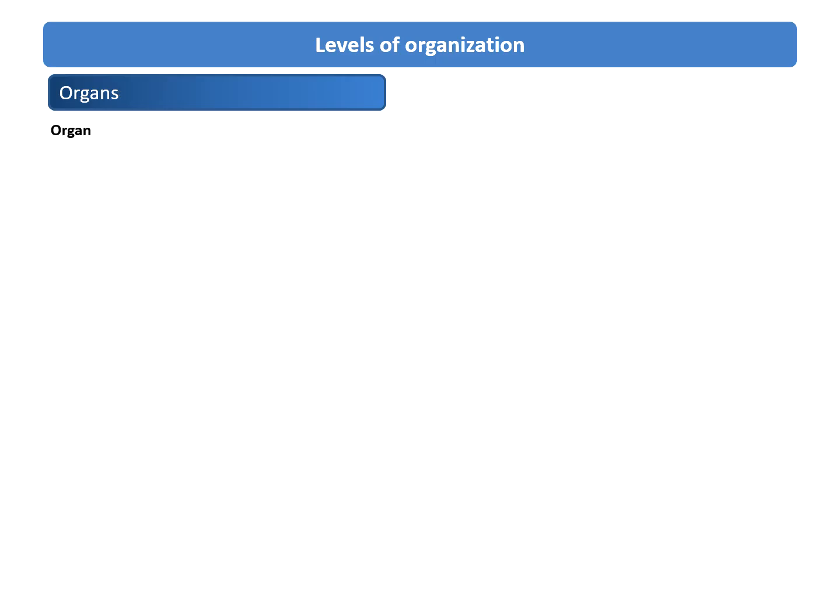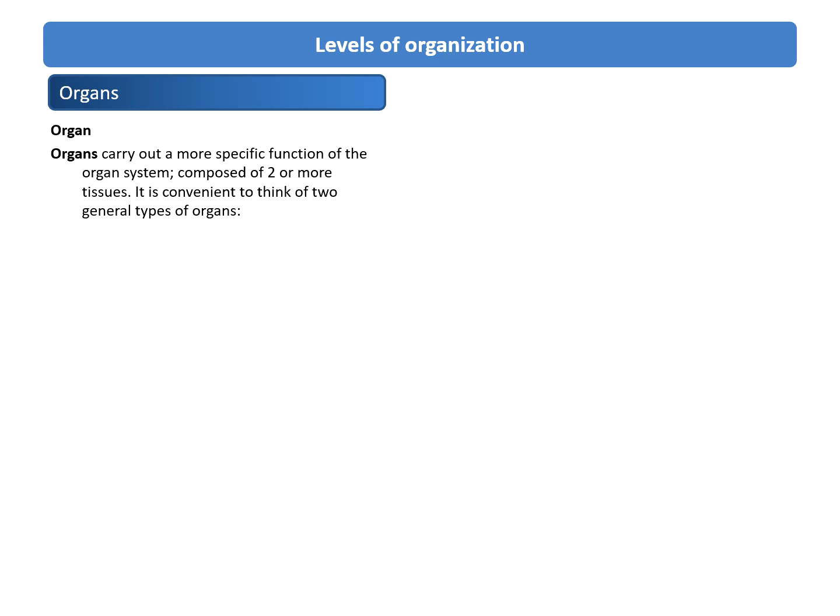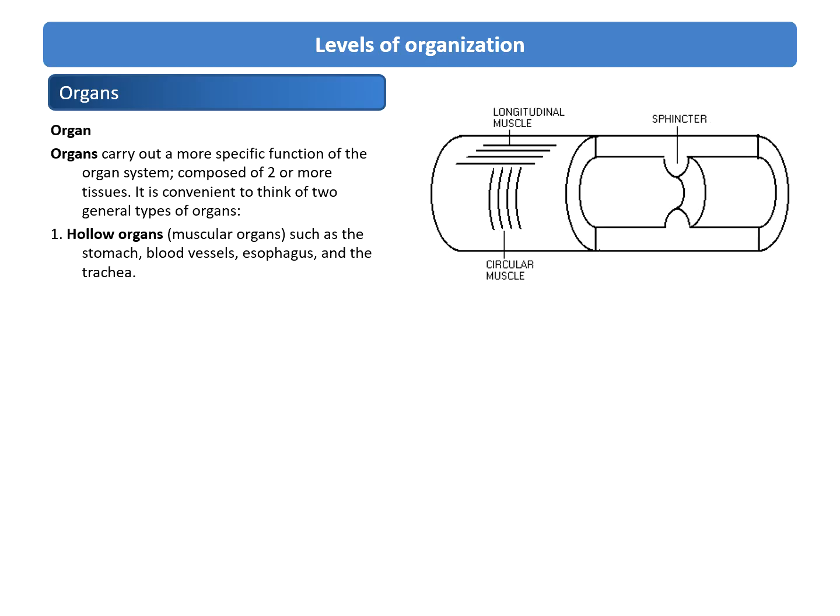Organ systems are composed of organs. You're familiar with the organs such as stomach, liver, brain, and so forth. Organs carry out a more specific function of the organ system. Organs are composed of 2 or more tissues. It's convenient to think of 2 general types of organs.